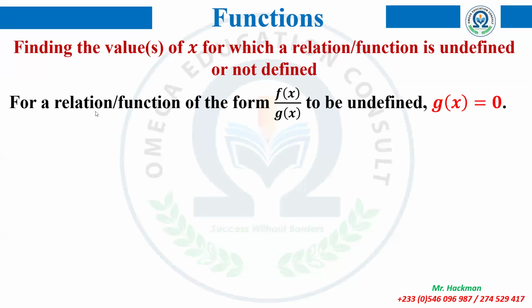So for a relation or a function, here we'll be doing more of functions, but remember, functions are relations, but not all relations are functions, of the form f of x over g of x. So it means my function will be a rational function. If this rational function is undefined, then the denominator must be equal to 0. So for every fraction to be undefined, the denominator must be equal to 0. You agree? That's why if you do 1 over 0, any number over 0, the calculator will give you math error, which is undefined, or infinity. Is that clear?